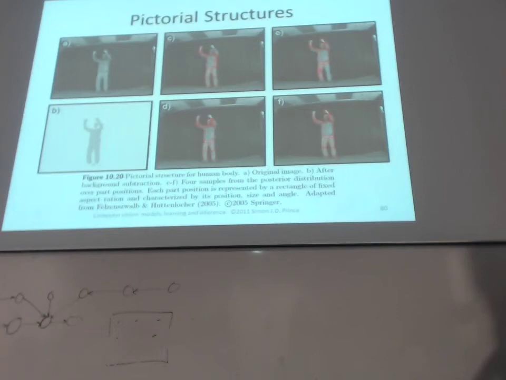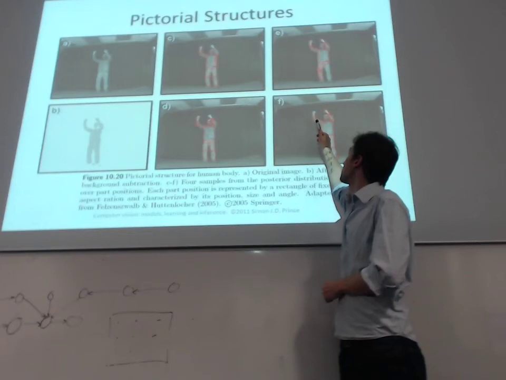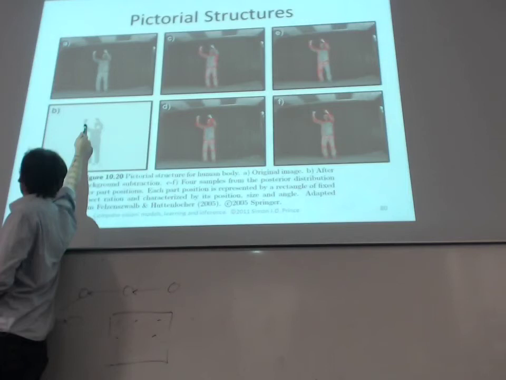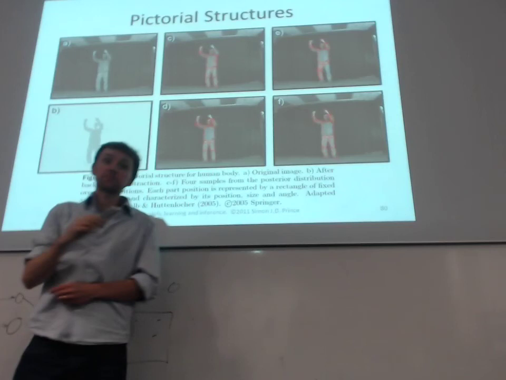But here, for the unary cost, they said, for a given pose of, say, the elbow, to evaluate the unary cost of that pose, go back to your image and see how much overlap there is between that 3D box, once it's projected to 2D, and the gray pixels in this image. The more overlap there is, the lower the unary cost.